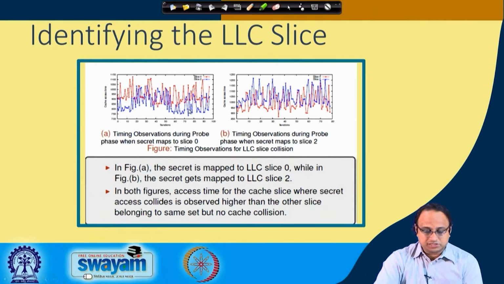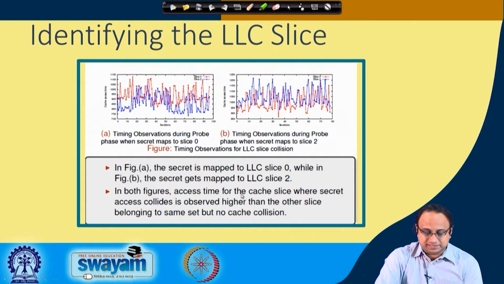Whereas in this case the secret gets mapped into LLC slice 2, and therefore the probing phase tells that the mapping for slice 2 is taking more time, and therefore you are correctly able to identify the slice. In a way, that says that the reverse engineering of the hash functions for the slice computations is working as expected.